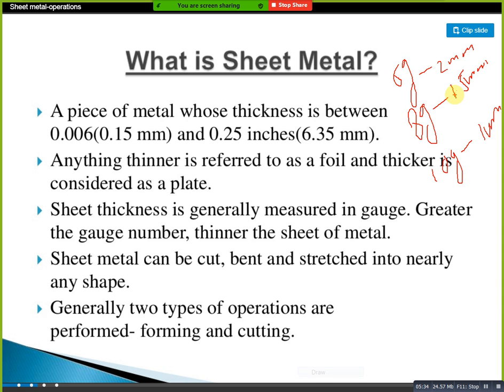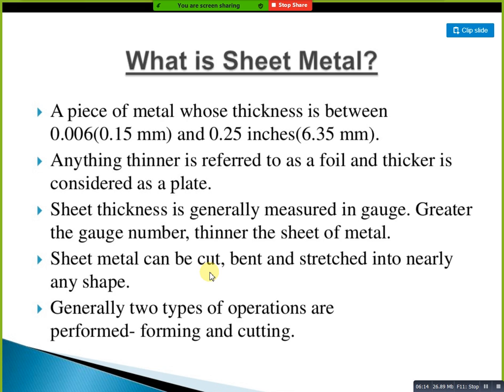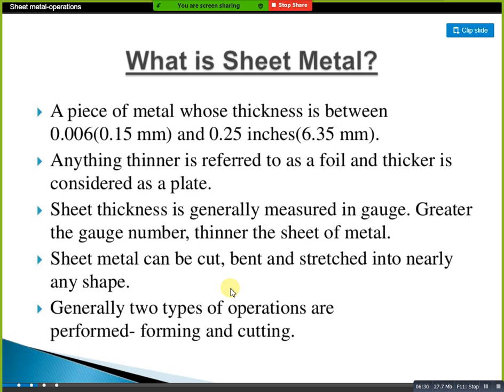Next, sheet metal can be cut, bent and stretched into nearly any shape. For example, we can take any sheet and do different types of operations. If I need to cut some profile, you can cut. If you need to bend it, you can bend. If you need to stretch, it increases our area. For example, in forming we get this type of stretching. Based on your desired or required shape, we can convert and modify our sheet metal. Generally, two types of operations are performed: forming and cutting.